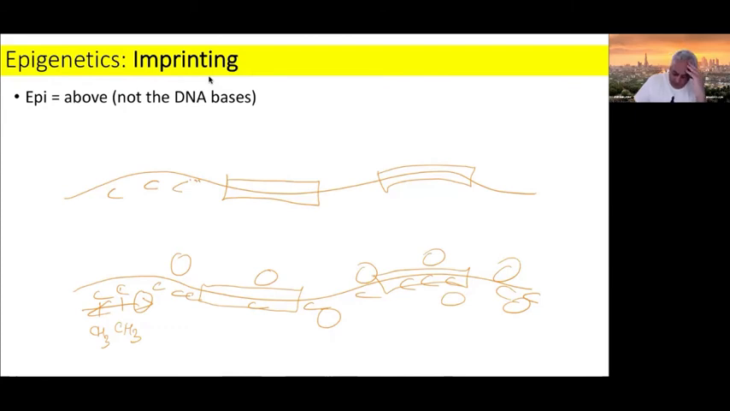Therefore, on this chromosome, with these 2 genes, this gene will be on, and because this gene has not been methylated, it'll stay on, whereas this gene, which is methylated in various places, will be off. And this pattern can be passed from one generation to the next.